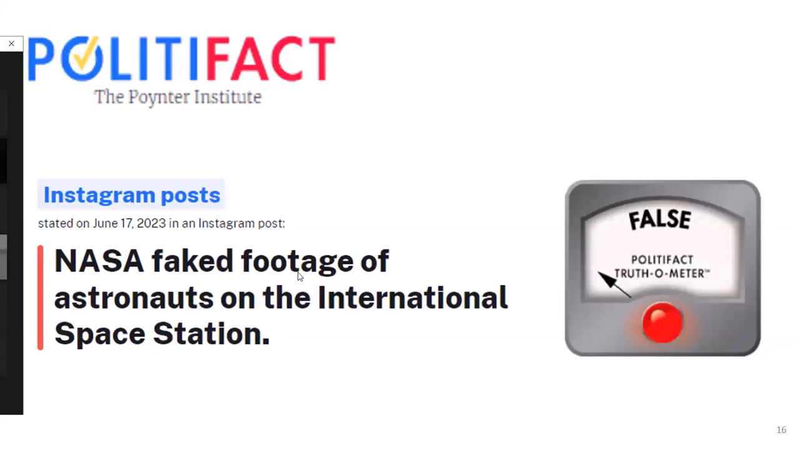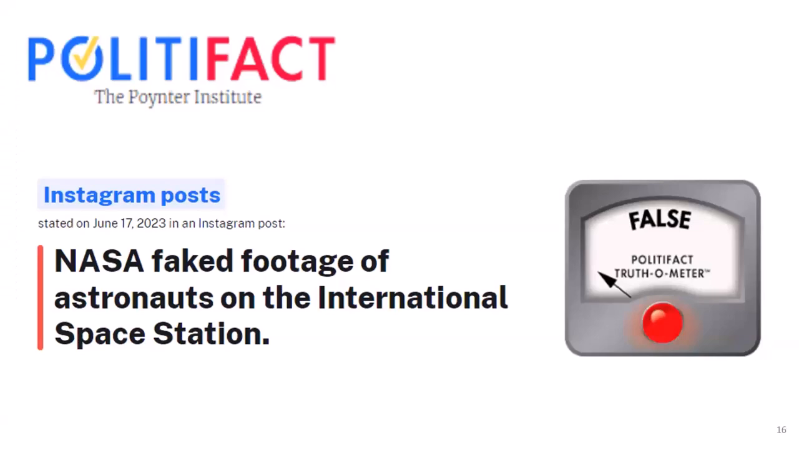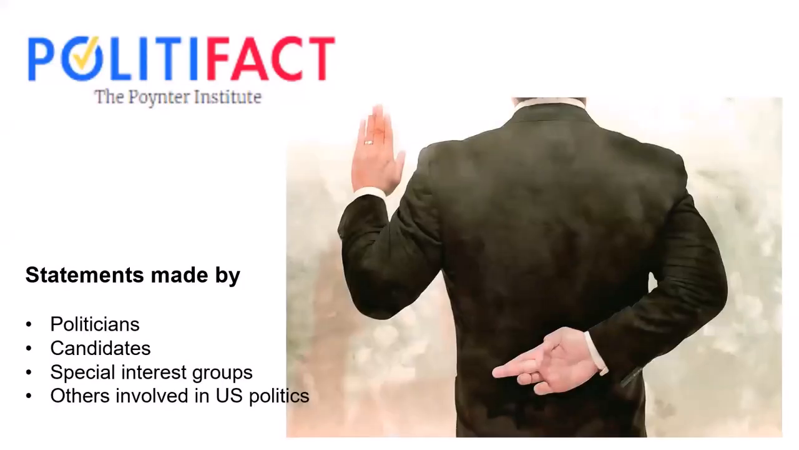What PolitiFact does so that you can see something very quickly is they have this truth-o-meter, which goes from true all the way to the opposite, untrue, liar, liar, pants on fire, which is fun, but they are talking about serious things. They concentrate mostly on statements made by politicians, candidates for political office, special interest groups, and others involved in US politics. So this might come in really handy next year during the elections.